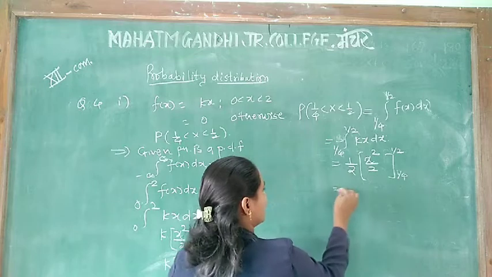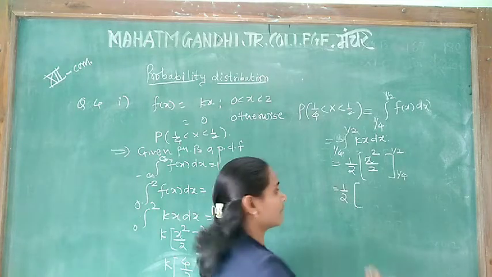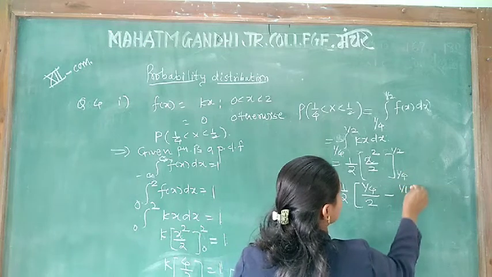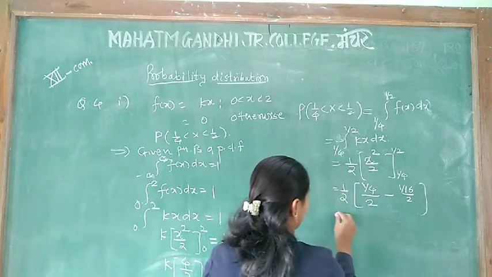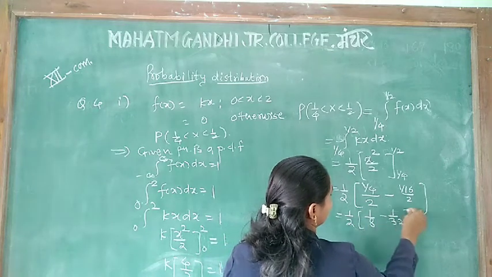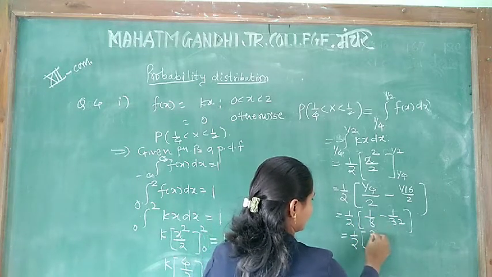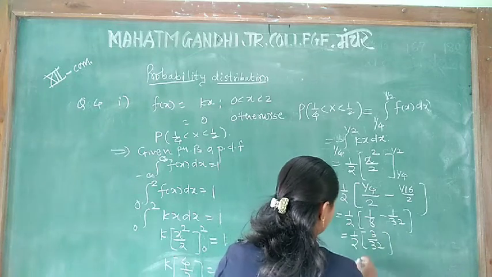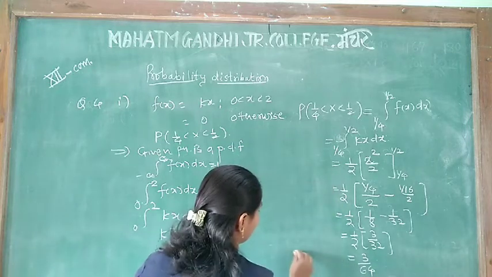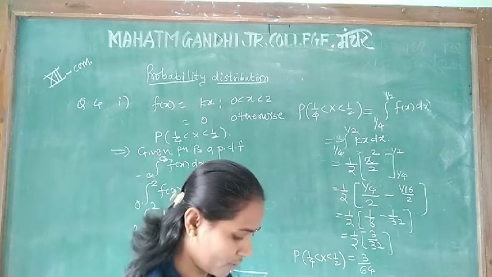Upper limit is half, so instead of x we put 1/2. 1/2 square is 1 by 4 upon 2. If we take the square of the lower limit, 1 upon 16 divided by 2. So 1/2 into 1 upon 8 minus 1 upon 32. Here we multiply and divide by 4, then 4 minus 1, that is 3 upon 32. Hence it is 3 upon 32 into 2, that is 64. So the probability for 1 by 4 less than x less than 1 upon 2 is 3 upon 64.